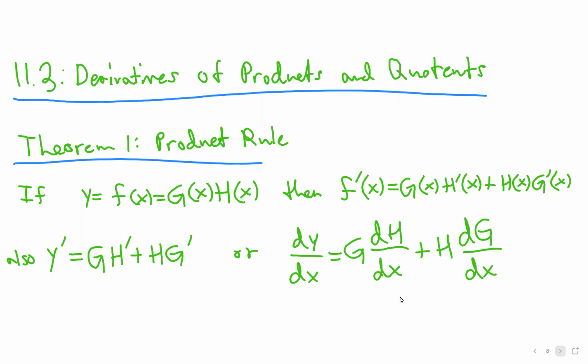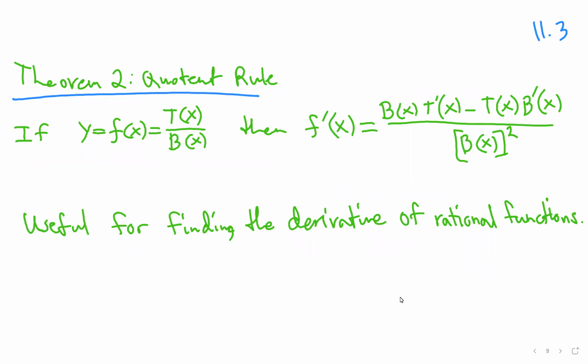Let's go ahead and take a look at the quotient rule now. So for the quotient rule, which is theorem 2 in this section, if y equals f of x equals t of x over b of x, then f prime of x equals b of x t prime of x minus t of x b prime of x, all over b of x quantity squared. And so this derivative here is very cumbersome in terms of calculations and in terms of notation. So be very careful whenever you're doing the quotient rule.